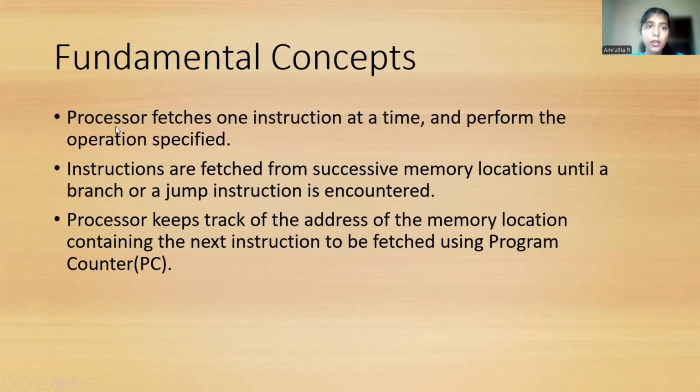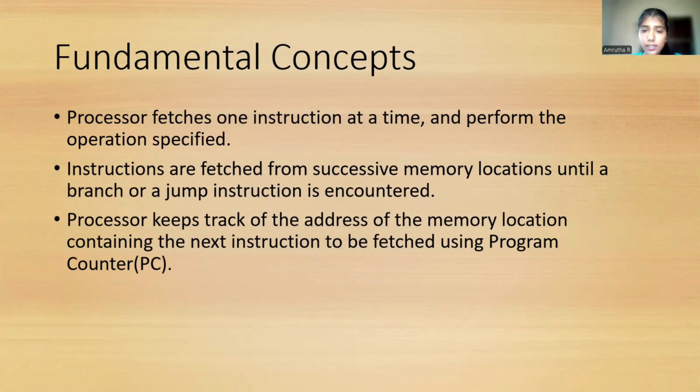Fundamental concepts. Processor fetches one instruction at a time and performs the operation specified. Now we must know that the processor reads only one instruction at a time and performs whatever operation that particular instruction specifies. Next, instructions are fetched from successive memory locations until a branch or a jump instruction is encountered.